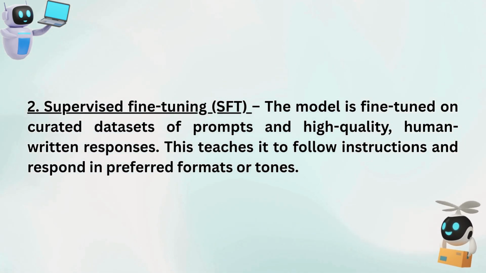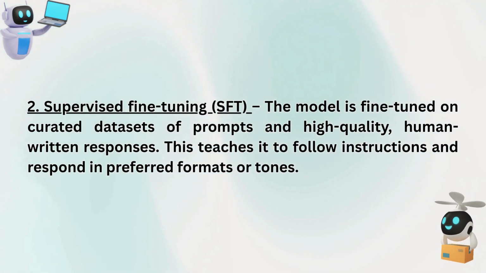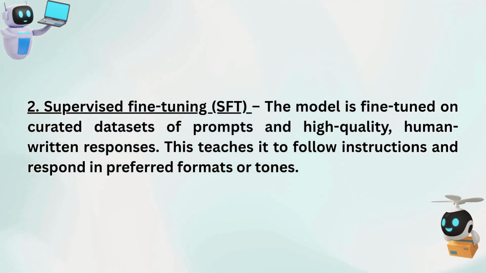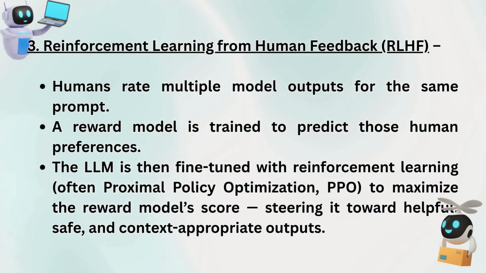2. Supervised fine-tuning. The model is fine-tuned on curated datasets of prompts and high-quality, human-written responses. This teaches it to follow instructions and respond in preferred formats or tones. 3. Reinforcement learning from human feedback. Humans rate multiple model outputs for the same prompt. A reward model is trained to predict those human preferences. The LLM is then fine-tuned with reinforcement learning, often proximal policy optimization, PPO, to maximize the reward model's score, steering it toward helpful, safe, and context-appropriate outputs.